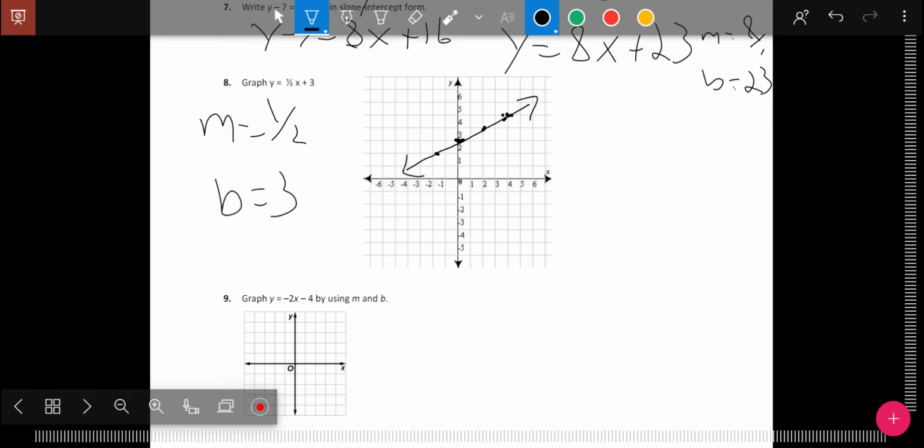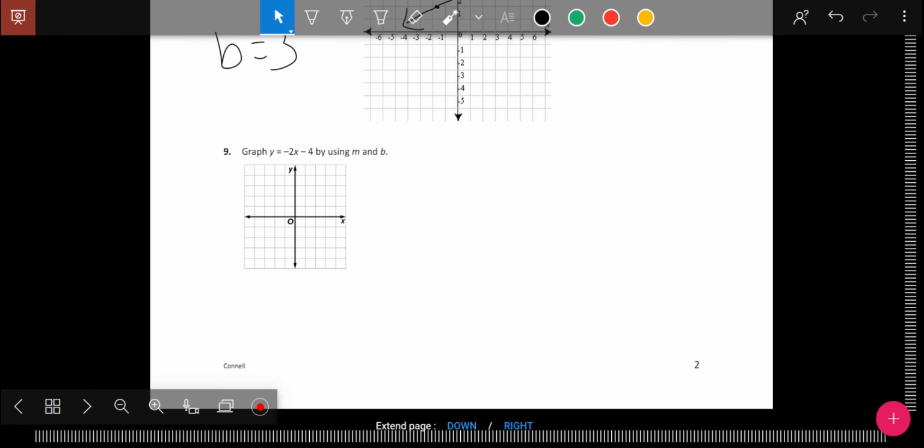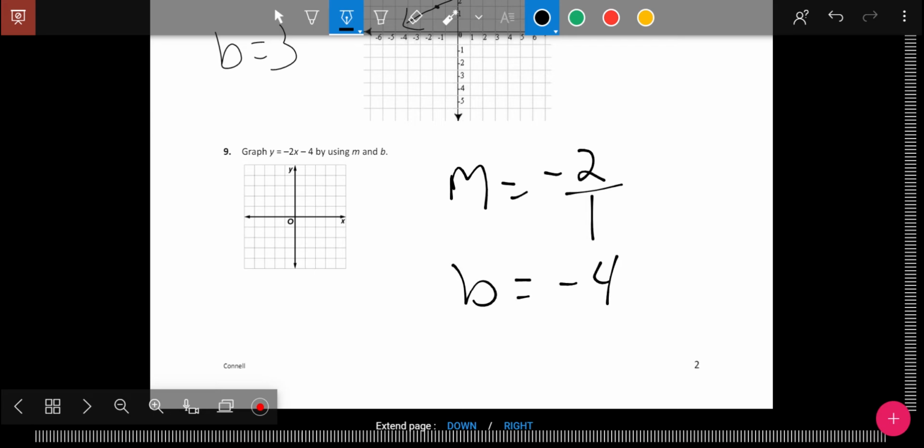Number 9. My m is negative 2 over 1, and my b is negative 4. So I go down 1, 2, 3, 4, right there. And then down 2 over 1 is like off the chart there. So instead of going down 2 and right 1, I'm going to go up 2 and back 1, up 2 and back 1. Take my pencil, connect them, and that is number 9.